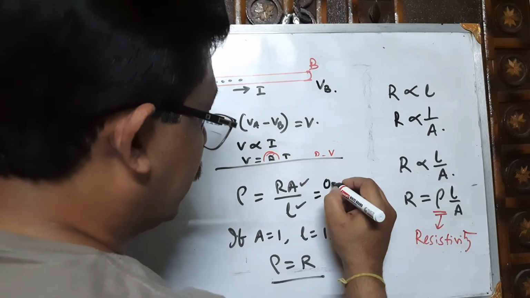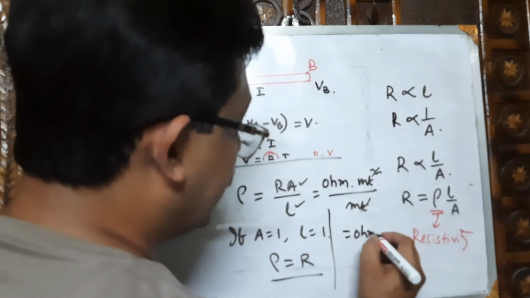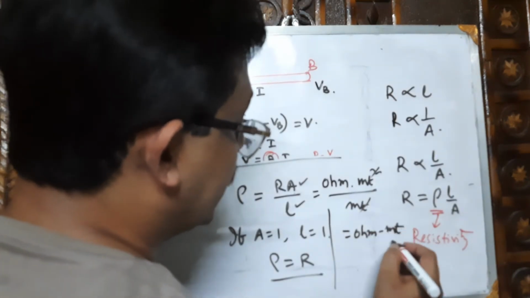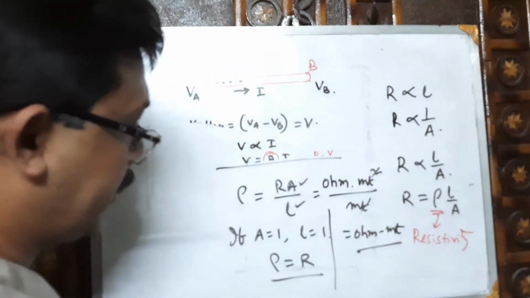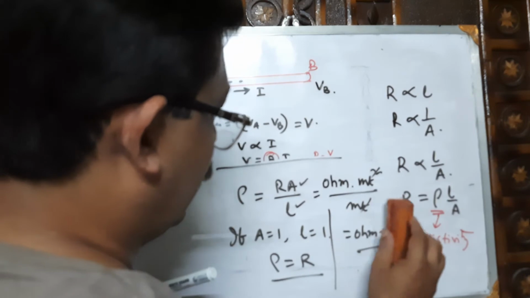R is the resistance. I just forgot to say, you know it very well, the resistance unit is ohm. Then area is in meter square, suppose. If I consider length in meter, then meter and meter square will cancel. So our unit is ohm meter, or in CGS it is ohm centimeter. So this is the unit of resistivity.